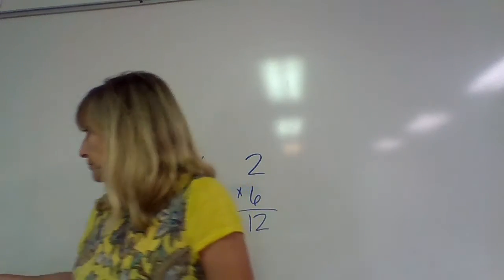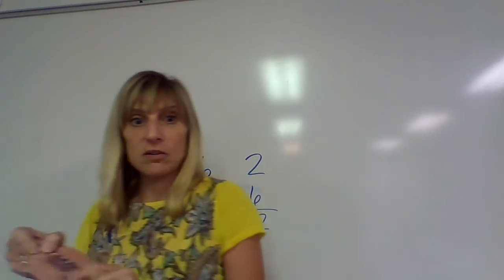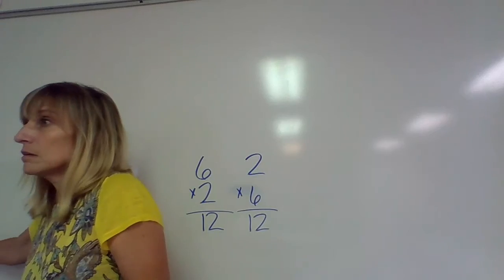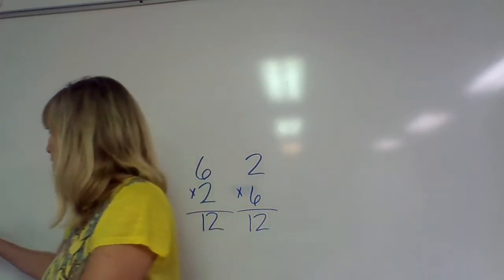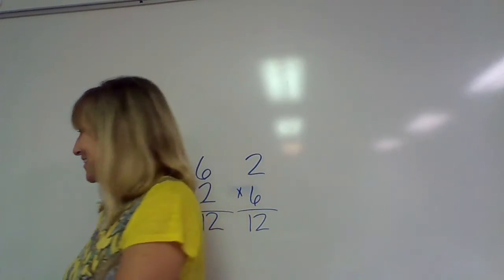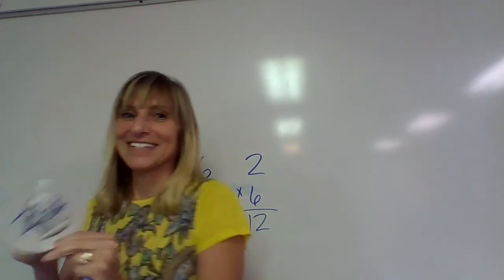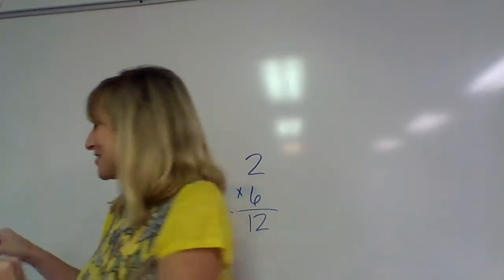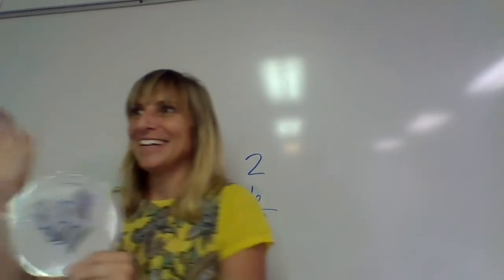And money, just a quick review. I'm going to get my money off the board here. Can you see that? Sideways there. Penny, 1 cent. Nickel, 5 cents. Dime, 10 cents. Quarter, 25 cents. And half dollar, 50 cents.